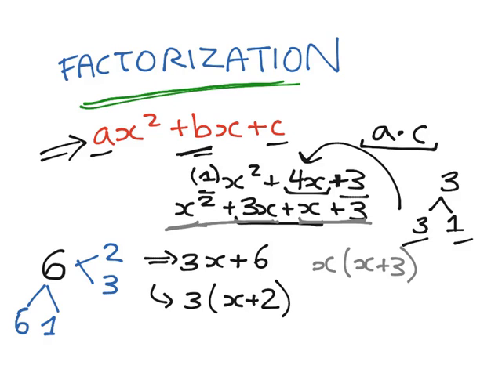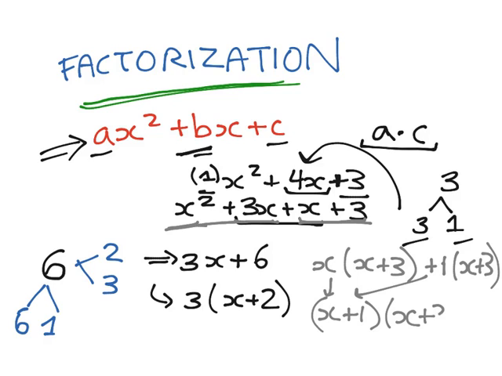Factorizing x plus 3 will just give us x plus 3, so we can add that as 1 times x plus 3. Now, we pull these two together, so we have x plus 1 times x plus 3 is equal to 0. Now, let's just double check and make sure we've got the right answer. If we multiply these by each other, what do we get?